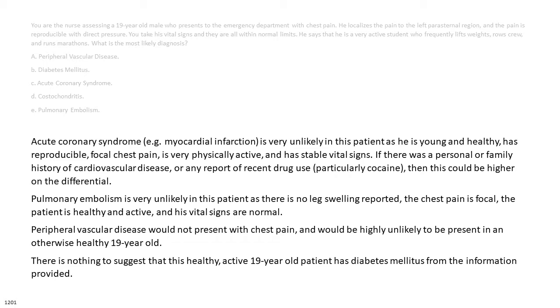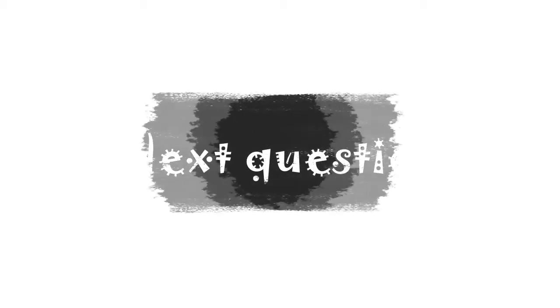Pulmonary embolism is very unlikely in this patient as there is no leg swelling reported, the chest pain is focal, the patient is healthy and active, and his vital signs are normal. Peripheral vascular disease would not present with chest pain, and would be highly unlikely to be present in an otherwise healthy 19-year-old. There is nothing to suggest that this healthy, active 19-year-old patient has diabetes mellitus from the information provided.